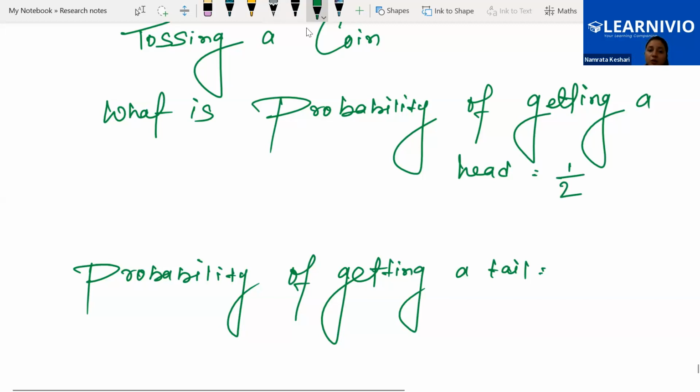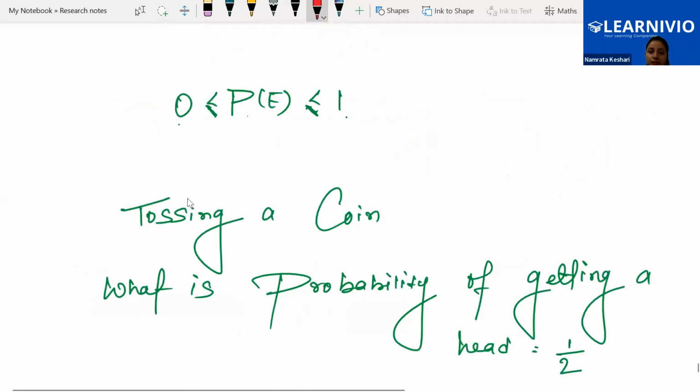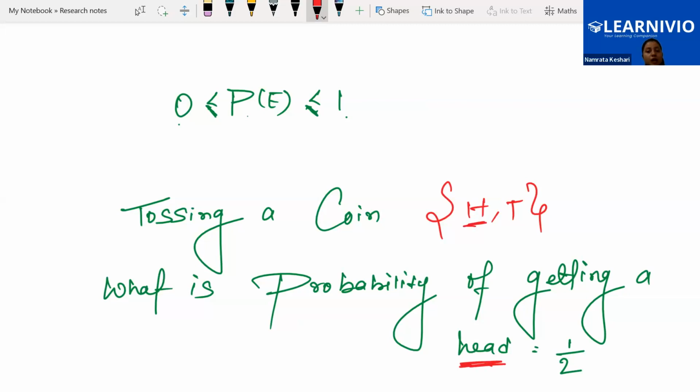When we are tossing a coin, the possibility is either head or tail. Probability of getting a head means favorable outcome by total outcome. How many favorable outcomes are we having? We want head. Only head is there. But total outcome, how many total outcomes are we having? Got it?